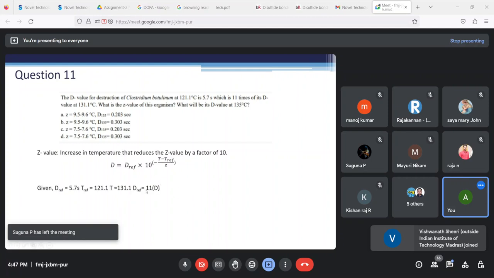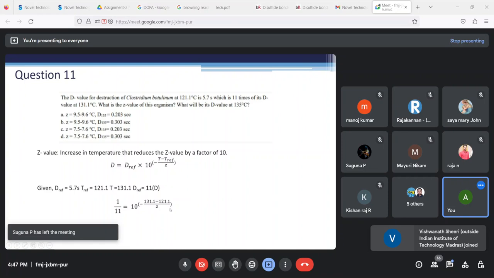So D ref is equal to 11 times D, which is what is given in the question. When you start substituting the values, D ref can be written as 11 times D. So that is basically 1 by 11 is equal to 10 power minus (T minus T ref) divided by Z. This is where you have to find the Z value of this organism. So T is 131.1 degrees Celsius, T ref, for which we already know the D ref, is 121.1 degrees Celsius, and Z value is what we need to find.